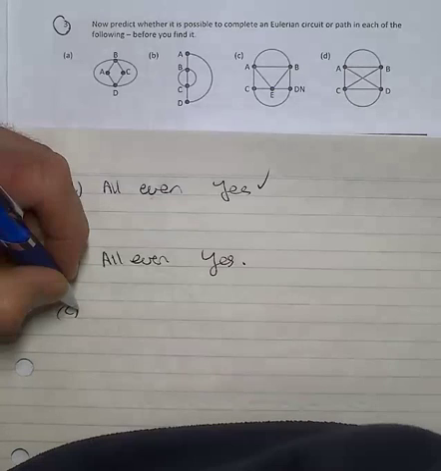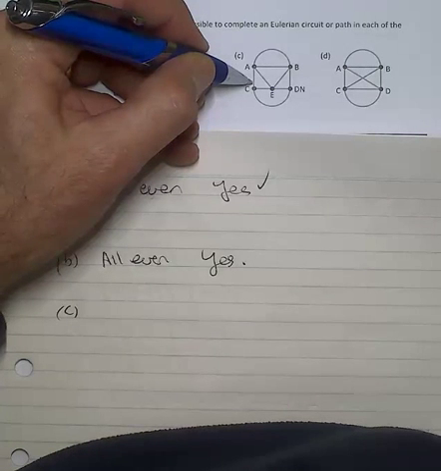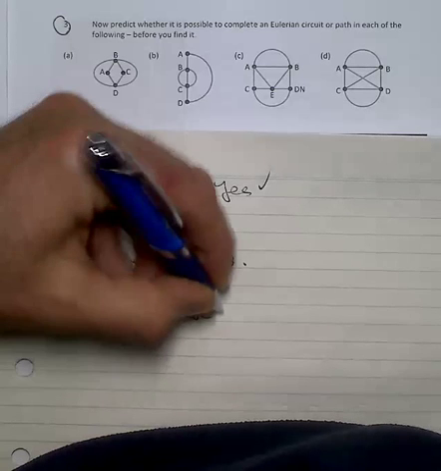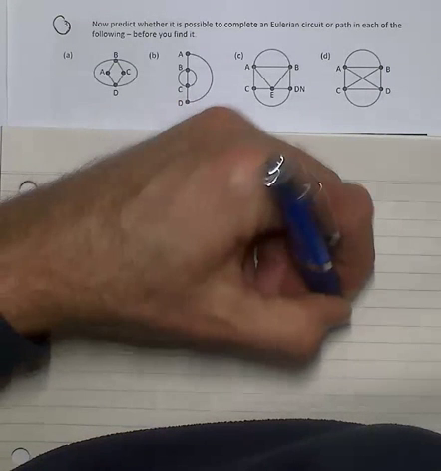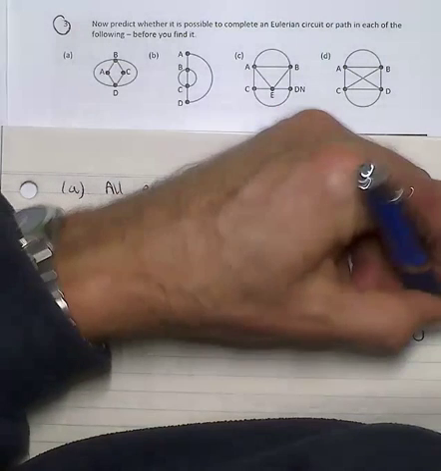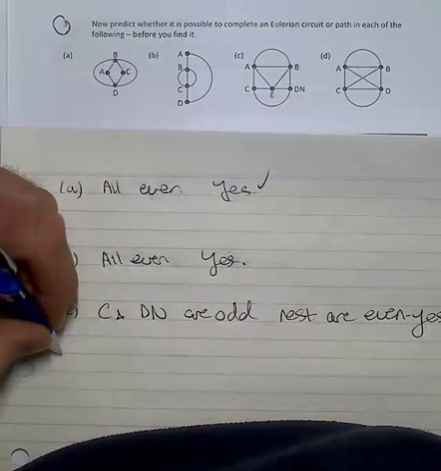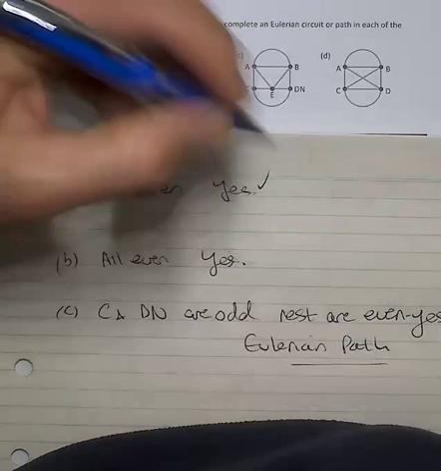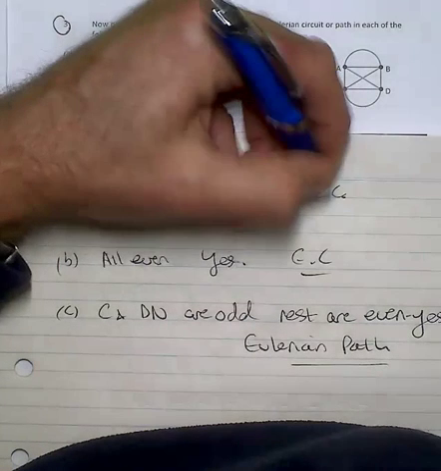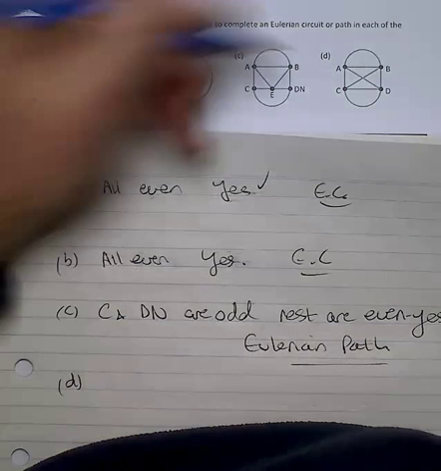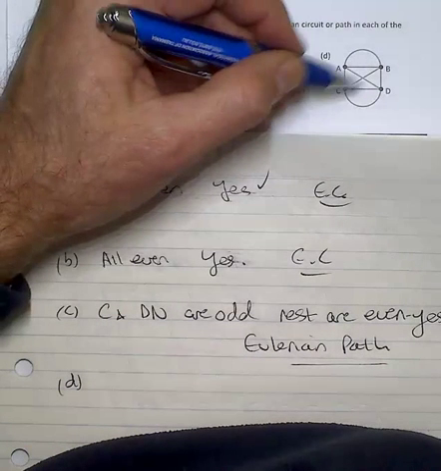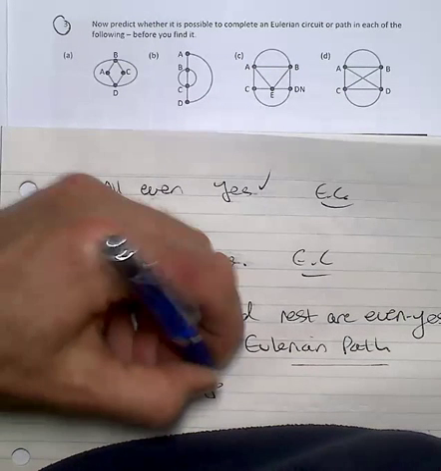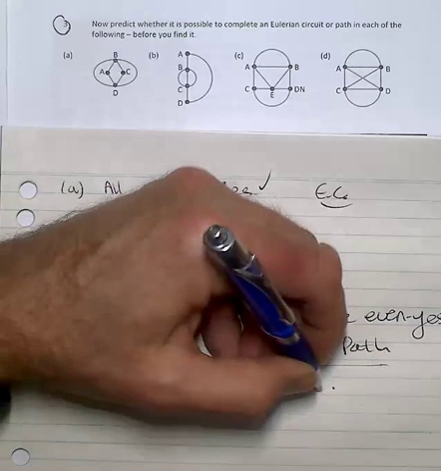In the case of C, you can see here that both C and D are odd. The rest are even. So yes, that can occur for an Eulerian path only. For D, in the case of D, all are even. So yes, an Eulerian circuit exists.